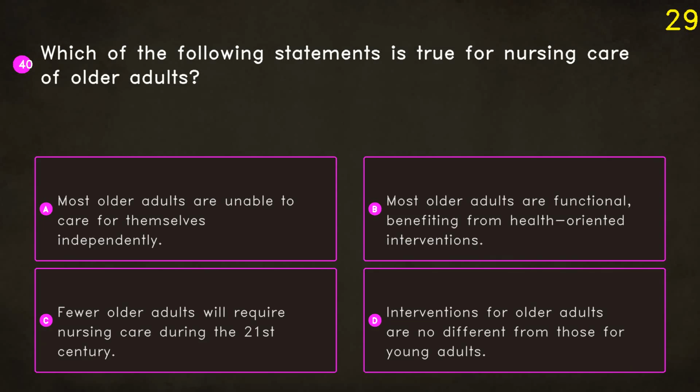Question 40. Which of the following statements is true for nursing care of older adults? A. Most older adults are unable to care for themselves independently. B. Most older adults are functional, benefiting from health-oriented interventions. C. Fewer older adults will require nursing care during the 21st century. D. Interventions for older adults are no different from those for young adults.